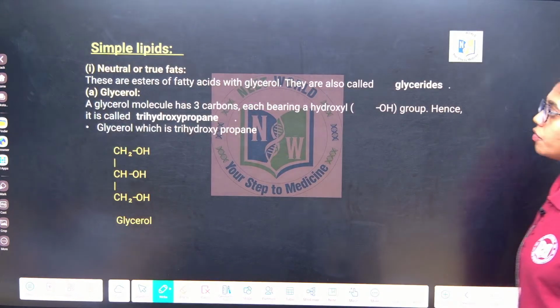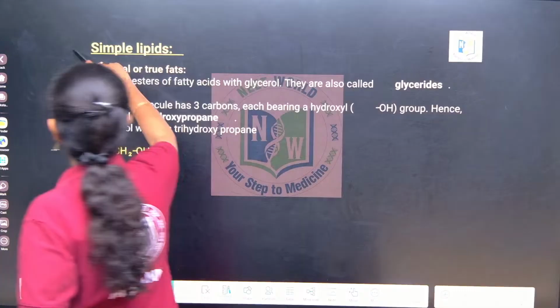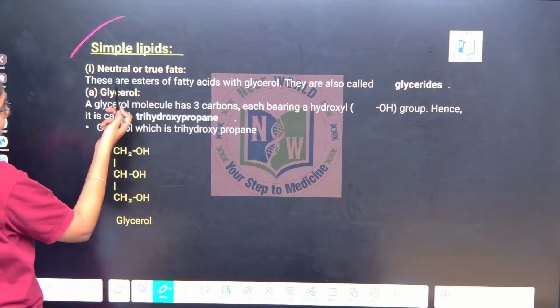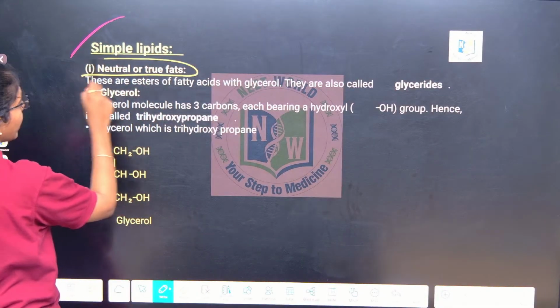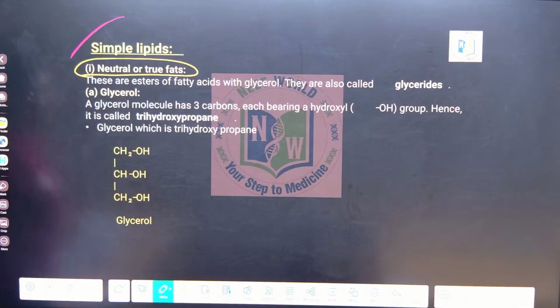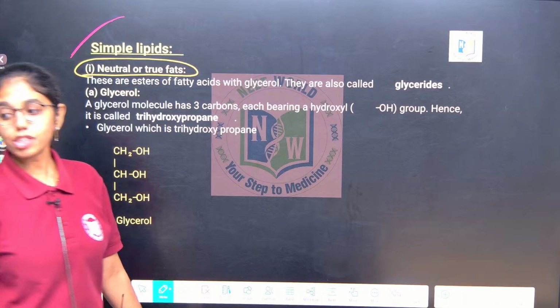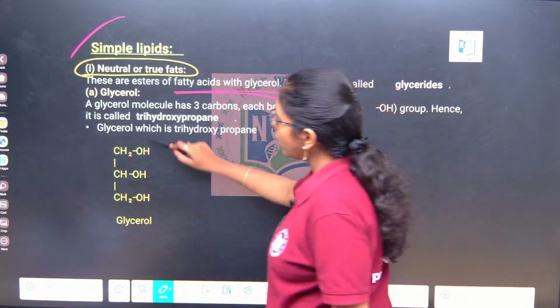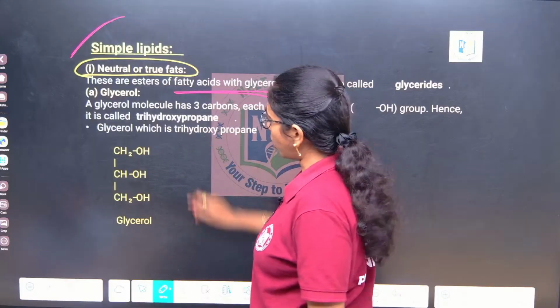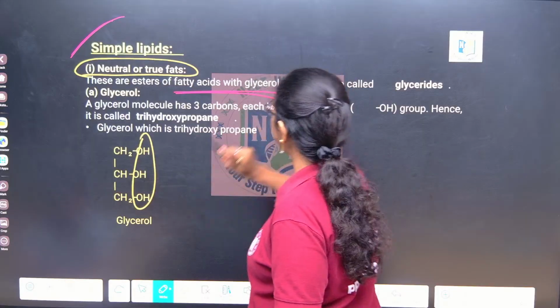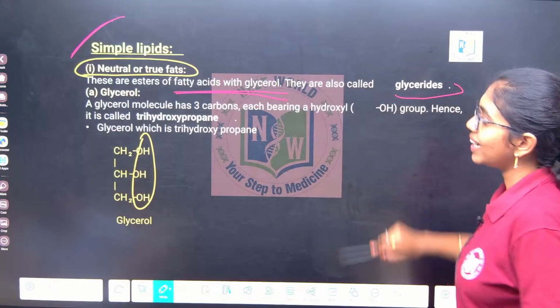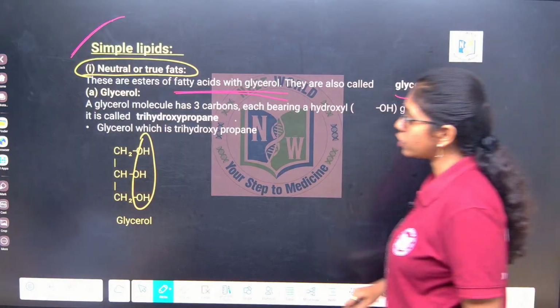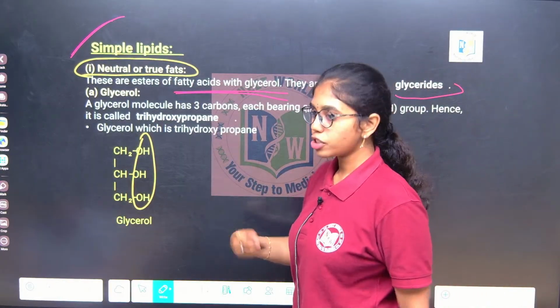Next. First we will see simple lipids. Simple lipids, again there are a few types. First we will learn neutral or true fats. These are called what? Neutral or true fats. These are the esters of fatty acids with glycerol. They are also called glycerides. Based on the number of fatty acids, it can be diglycerides or triglycerides.